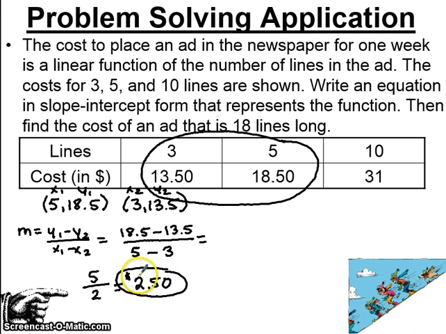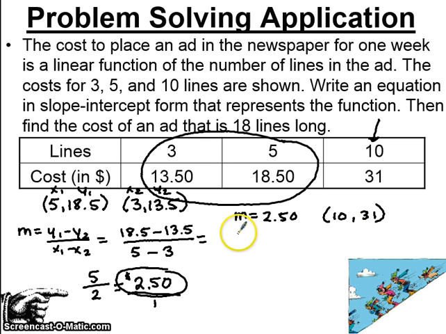Now, what does this slope mean in context of the problem? Each line, because remember this is a slope over 1, each line costs $2.50. So if we wanted to write an equation, we could use point slope form. We now know that the slope is 2.50. Now, we do not have to use one of these 2 points. We can use any point that we want. So my suggestion would be to use this one to avoid decimals. So we're going to use the point (10, 31).